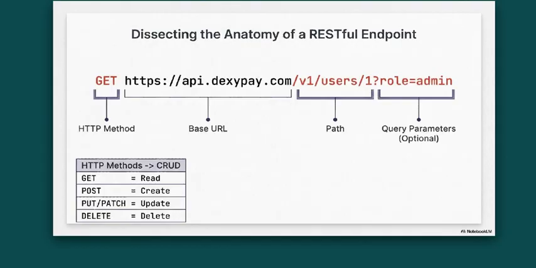GET. That is the HTTP method. It is the verb of our sentence. So it explicitly tells the server what type of action we intend to perform. Exactly. In REST, these verbs map directly to a concept called CRUD operations. Create, read, update, and delete. Yep, the 4 basic functions of persistent storage.